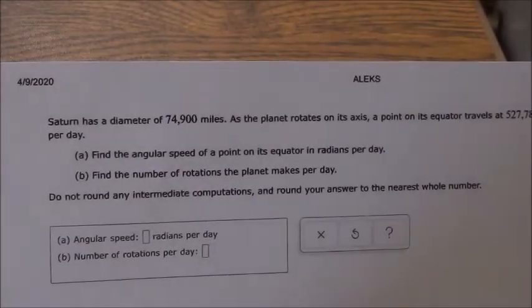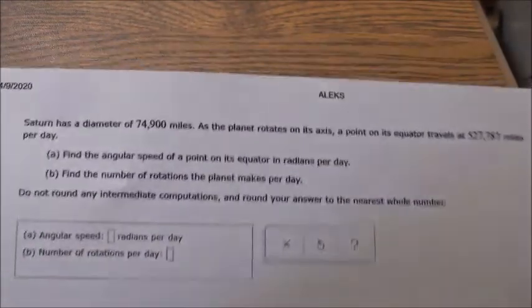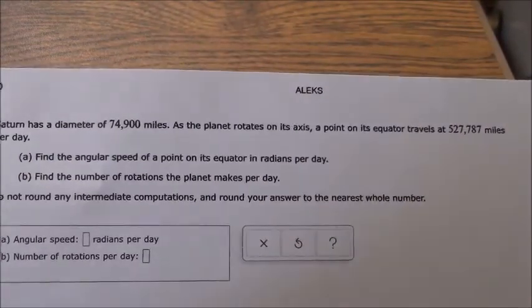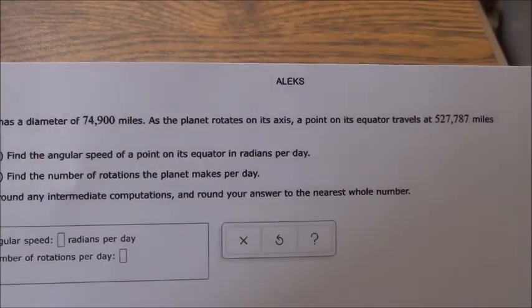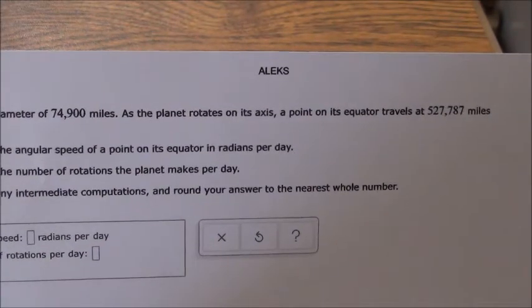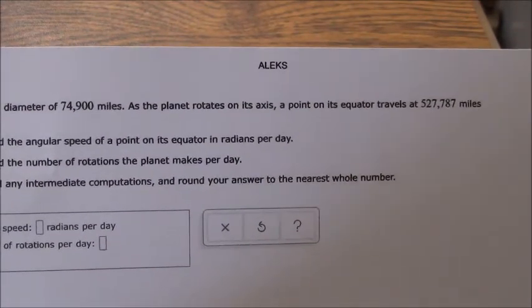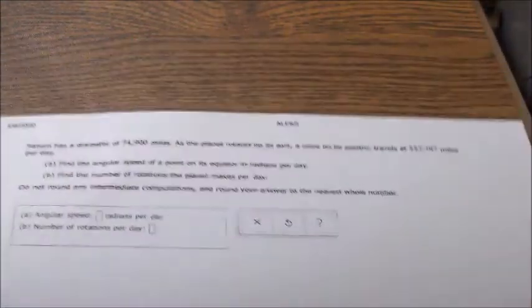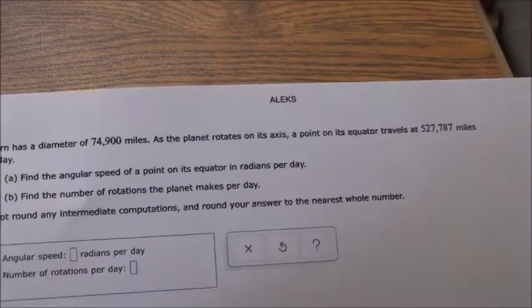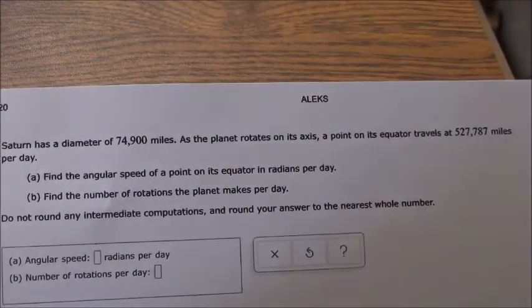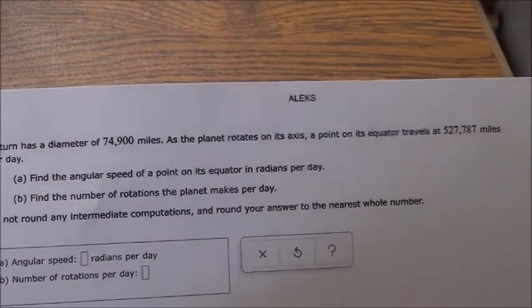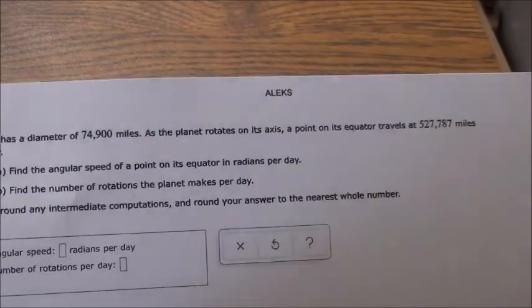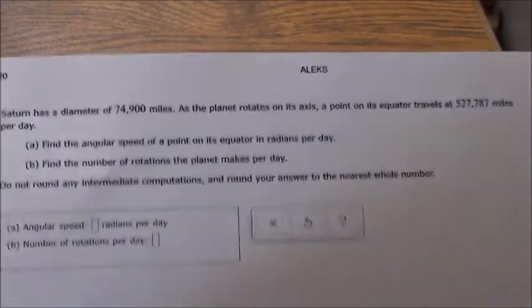It says Saturn has a diameter of 74,900 miles. As the planet rotates on its axis, the point on its equator travels 527,787 miles per day. Wants us to find the angular speed of the point on the equator in radians per day, and then find the number of rotations the planet makes per day.